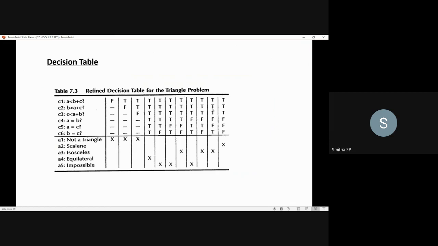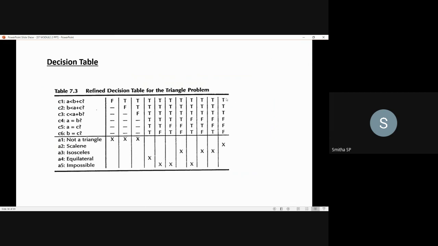Similarly with the next rule also, C4 it is false, C5 it is false, A is equal to B is false, A is equal to C is false, and B is equal to C. The side B is equal to side C. Then it is an isosceles triangle. So we are marking the action A3.